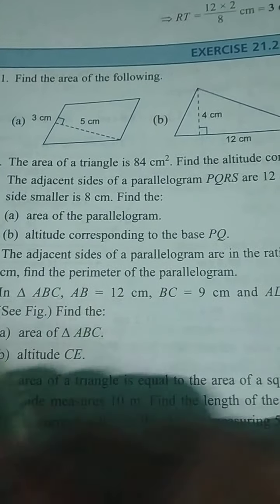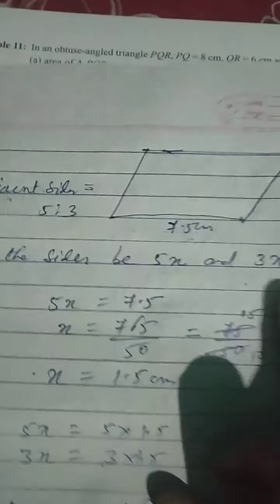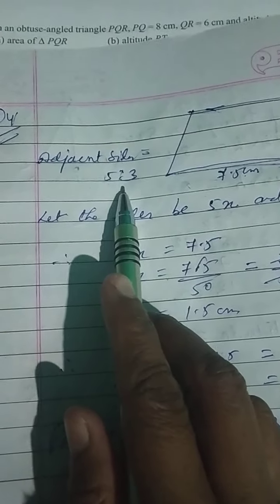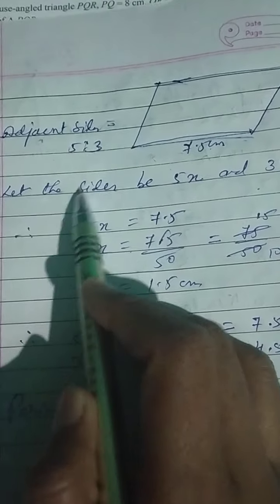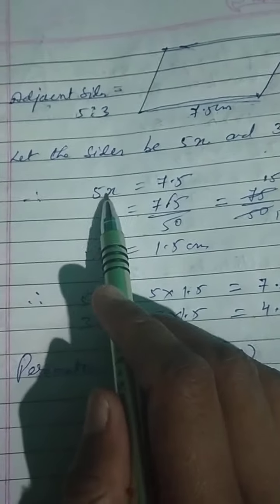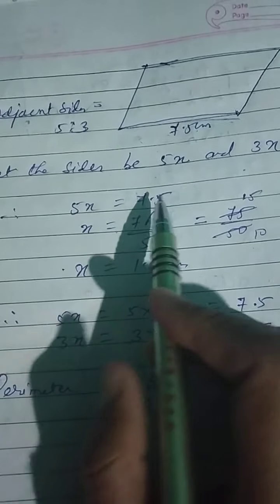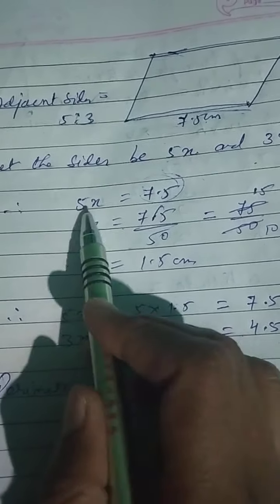So when will you find the perimeter? When we get its length and breadth. So it is also very simple. Look here. Only the longer side of the parallelogram is given. Adjacent sides are given in the ratio 5:3. So we can let the sides be 5x and 3x because the ratio is given. We need to change this into a value. So 5x will be equal to 7.5. Why have I written 5x is equal to 7.5? Because it is the longer side and 5x is also the longer side. So can we equate this? You can give the reason: longer side of the parallelogram.